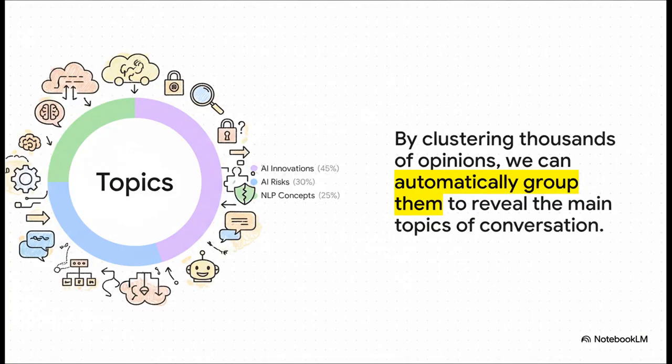When you do this for hundreds or even thousands of sentences, you can use these smart algorithms to automatically group similar opinion phrases together. And what's so cool is what you end up with. You can see the main topics people are talking about just pop right out. Things like AI innovations, AI risks, and the basic concepts of NLP itself.